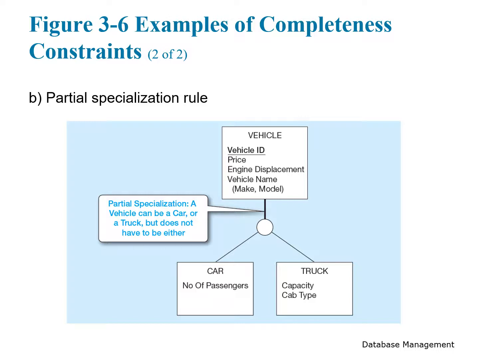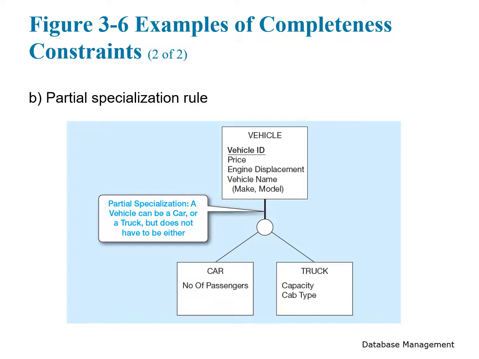And the next slide, figure 3-6, example of completeness constraint, B: partial specialization rule. There is the vehicle entity and a single line. So partial specialization means a vehicle can be a car or a truck, but does not have to be either. We already saw this example from earlier. This is partial specialization because some vehicles are motorcycles, which are not represented as a subtype entity.